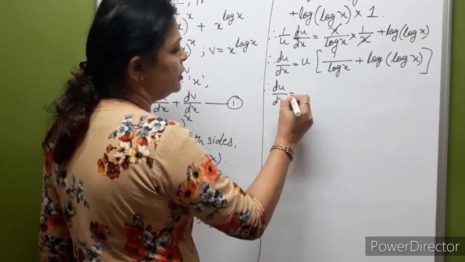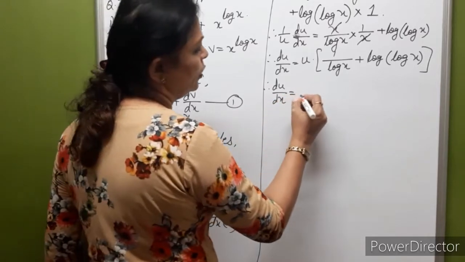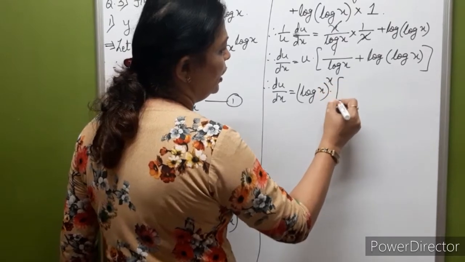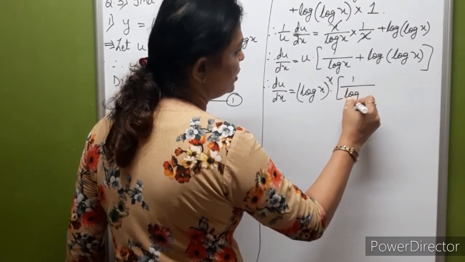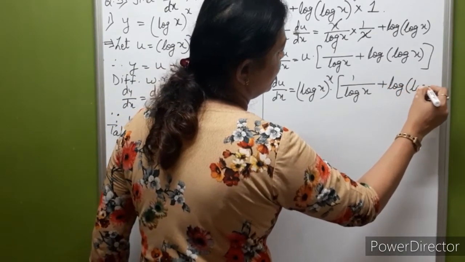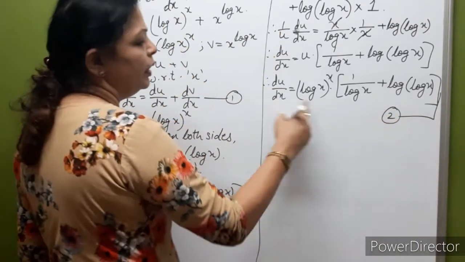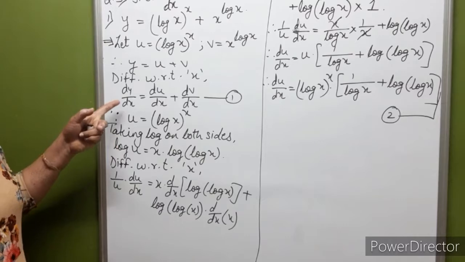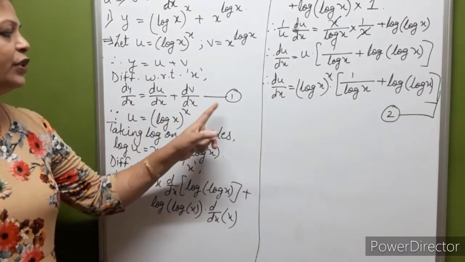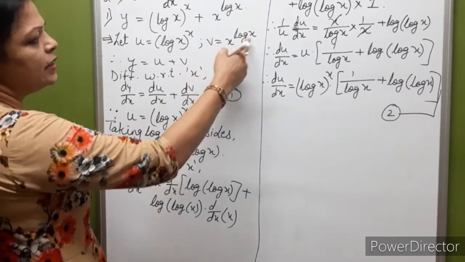du by dx is equal to, u is what? (log x)^x. So du by dx is equal to (log x)^x into (1 upon log x plus log of log x). This is your second equation. We have found du by dx. Then we will be finding dv by dx, and then substitute 2 and 3 in equation 1. Right? So v is what? x raised to log x.